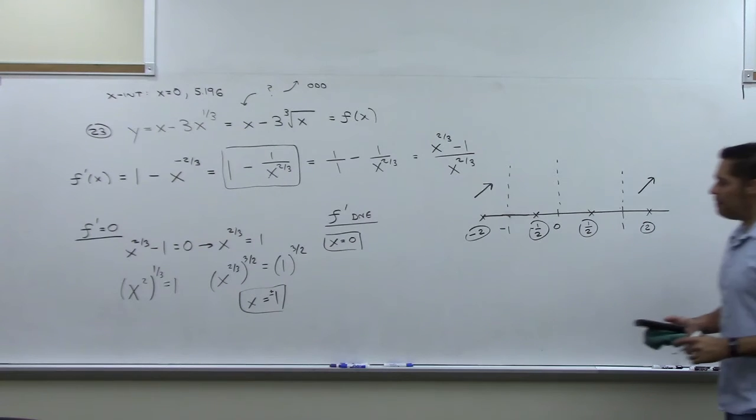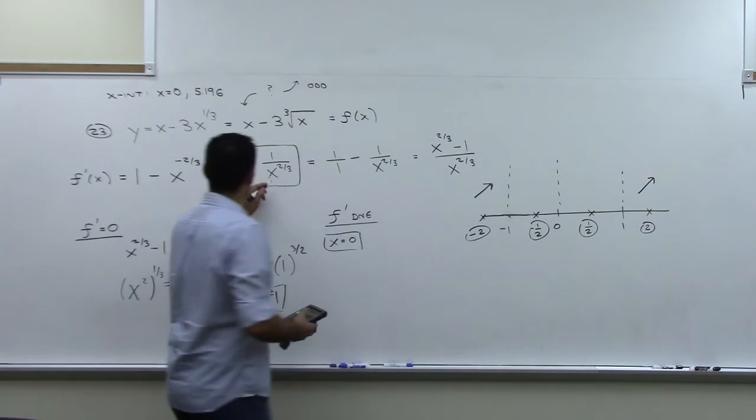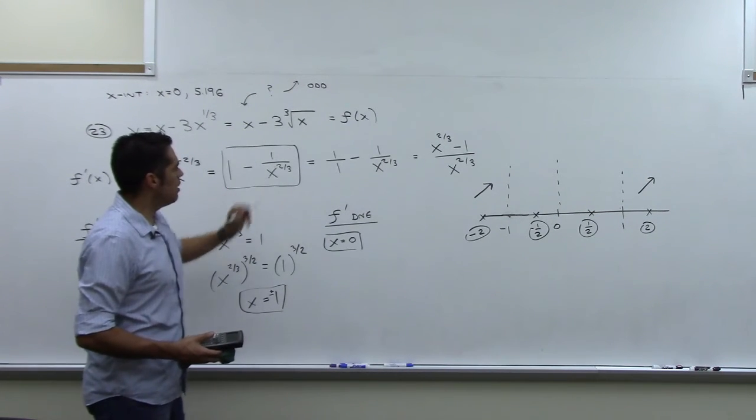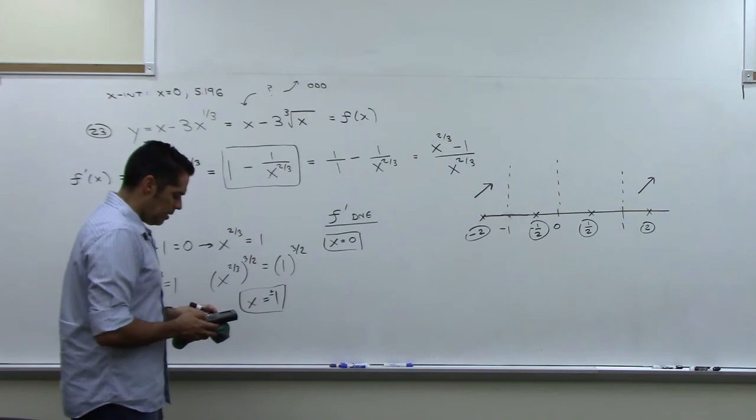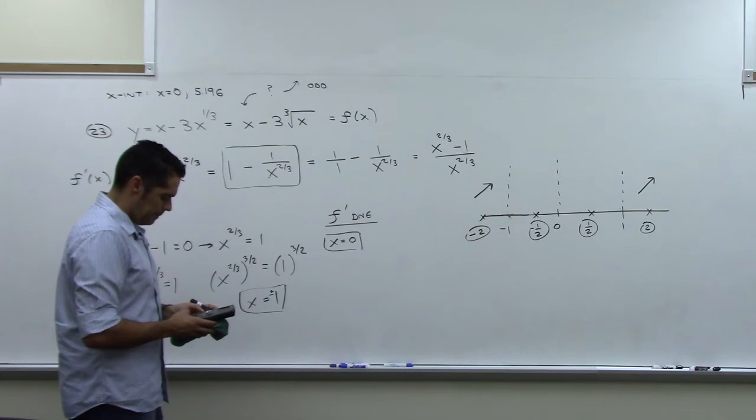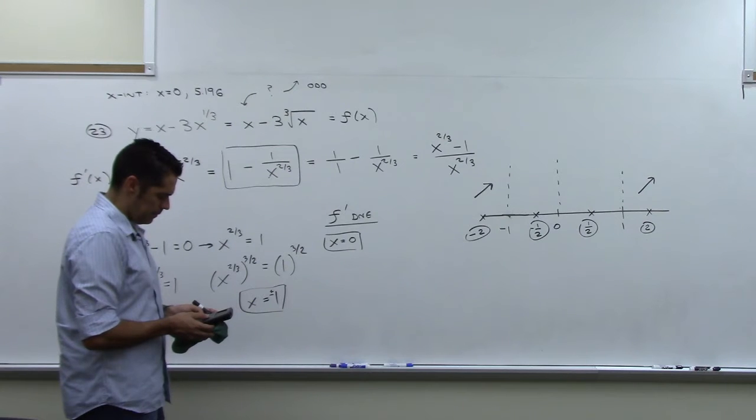At 1/2, let's try 1/2 in here. If I plug in 1/2 here, 1/2 squared is 1/4. And then we take the cube root of 1/4, and we should get, whoa, I did that wrong.